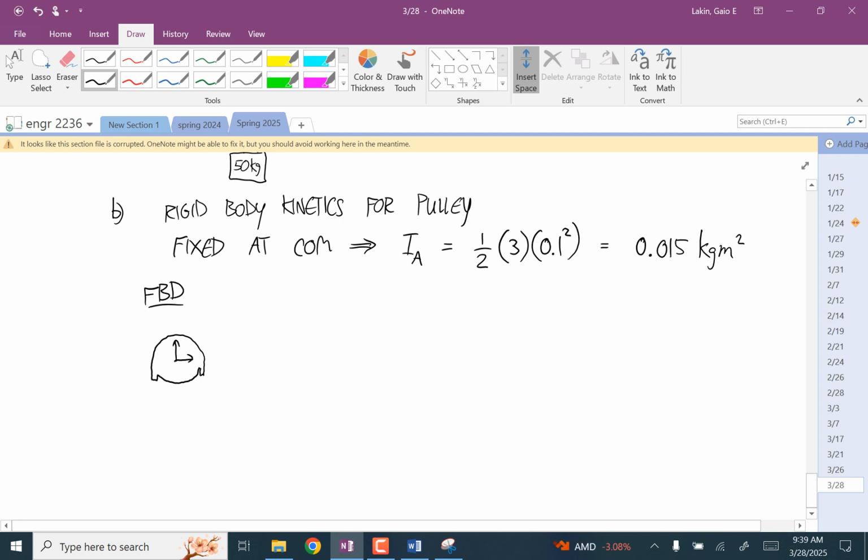There's the reaction force at the pin. I'll call that R. Bless you. There's a weight force for the pulley. That's 3 times 9.81, so 29.43 newtons. And then over here we have the pulling force T1. And over here we have the pulling force T2. And that's it. So now we can go to the table.